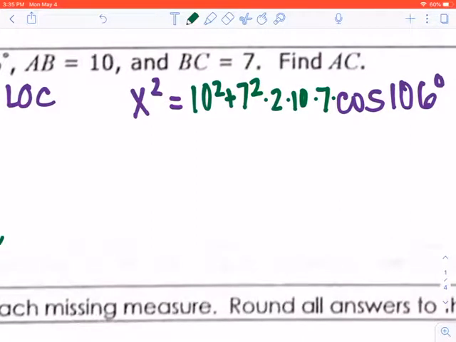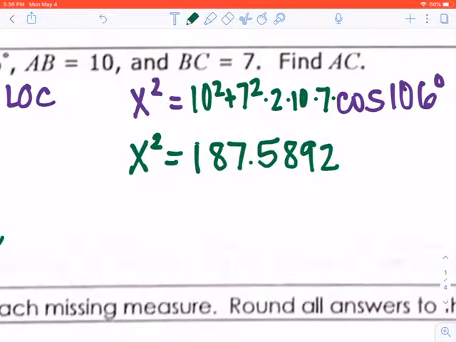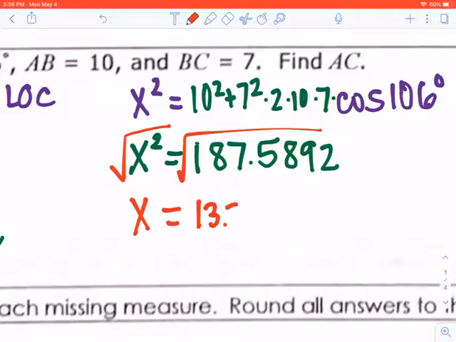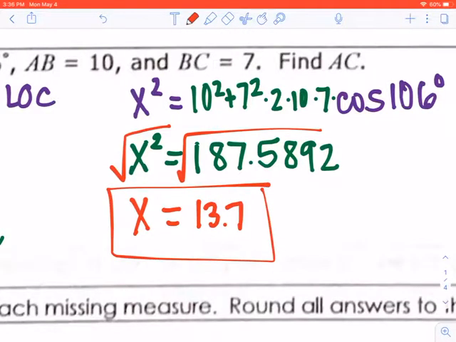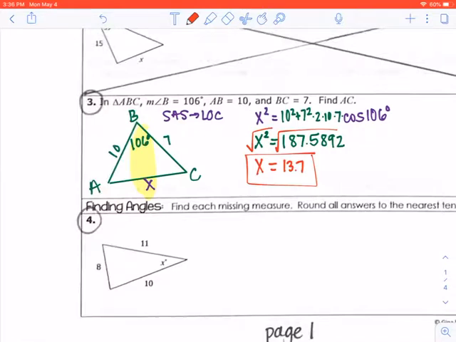These are just numbers you can plug straight into your calculator. 10 squared plus 7 squared minus 2 times 7 times 10 times the cosine of 106. And you get x squared is equal to, if you plug that all in correctly, 187.5892. You should be practicing your calculator, making sure you're getting the same numbers. And then on the calculator, you square root both sides. When I square root 187, I get 13.7. And that's our missing value for x there. So again, the angle side pair, whichever piece you're looking for, goes on the outside. The other two pieces go in the middle.